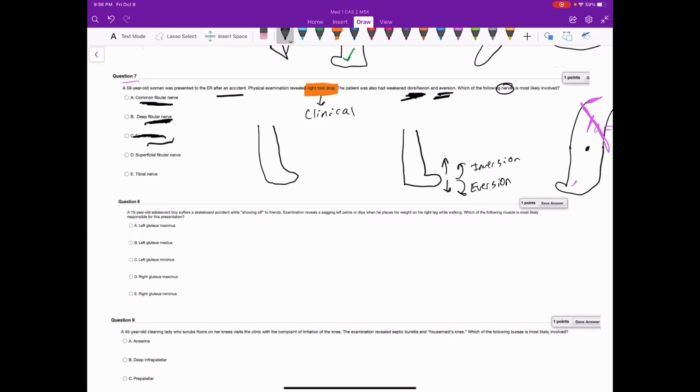So then we could say superficial fibular nerve, maybe. Or what about tibial nerve? Well, you could cross him off too, because didn't we say that tibial nerve does plantar flexion? So if you're doing plantar flexion, that means you're going down, and we don't have a problem with plantar flexion. We have a problem with dorsiflexion over here. Okay, so we could eliminate 2 choices so far. So now, what do we have left? We have common fibular, deep fibular, or superficial fibular.